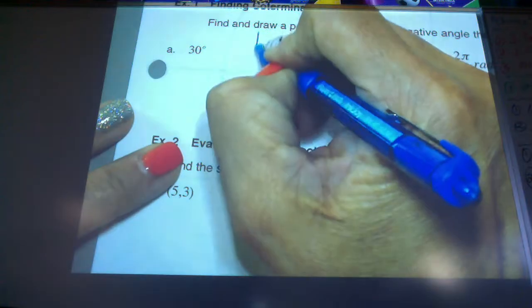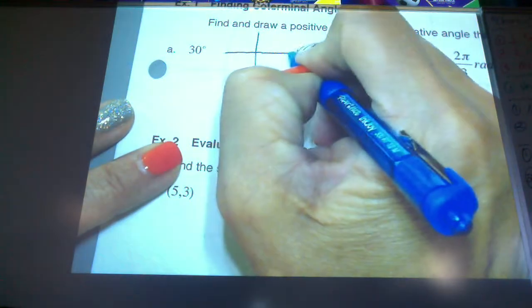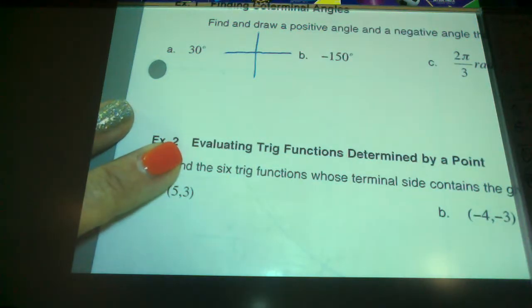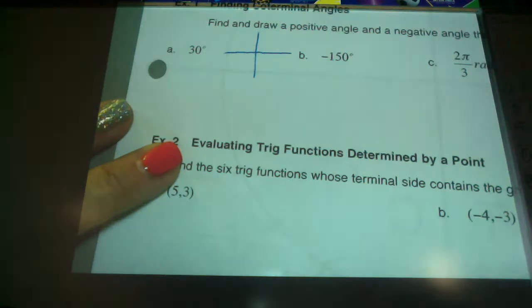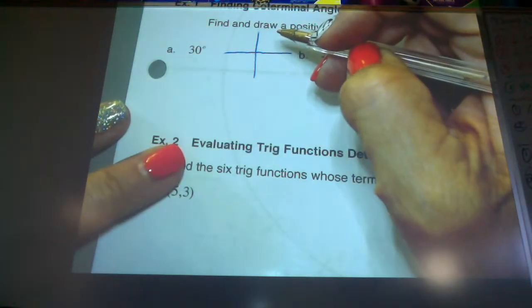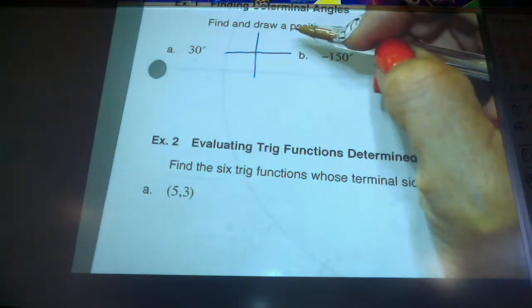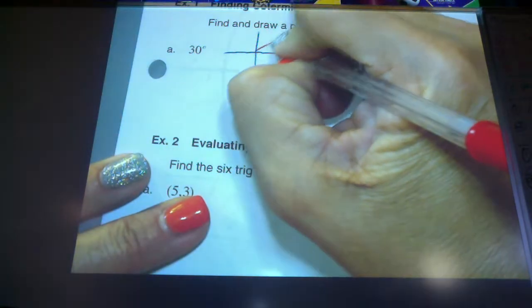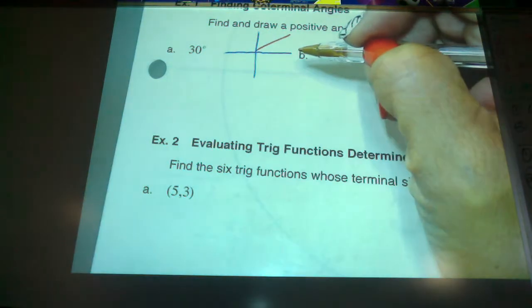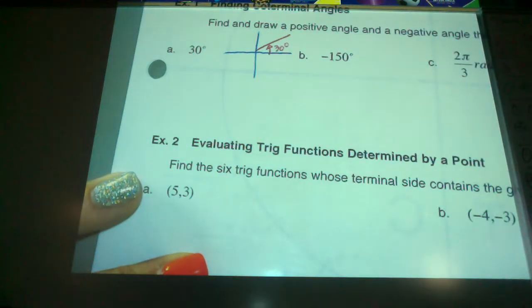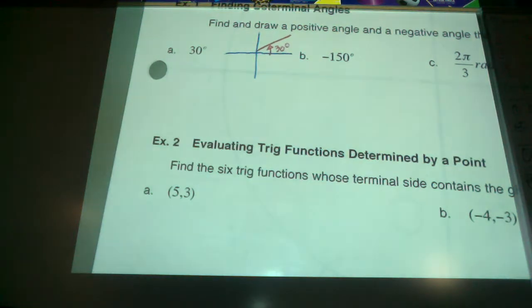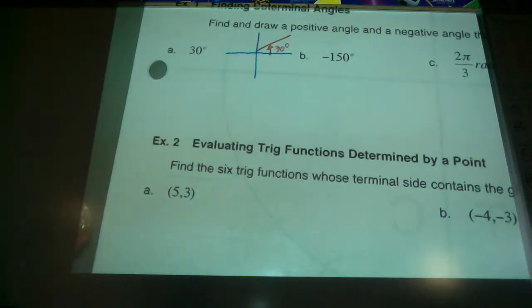Draw a small coordinate grid here. I'm going to start with my angle of 30 degrees, and I'm not going to be picky that you didn't draw an exact 30-degree angle. All I care about is that you draw the terminal side in the quadrant that it belongs. From here to here is my 30 degrees. I need a positive and a negative angle that terminates at that red side.